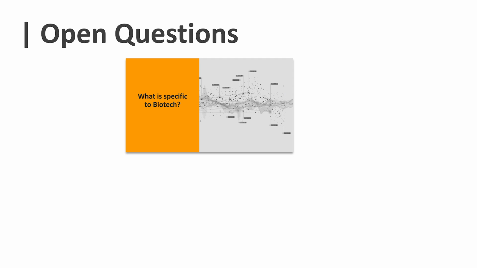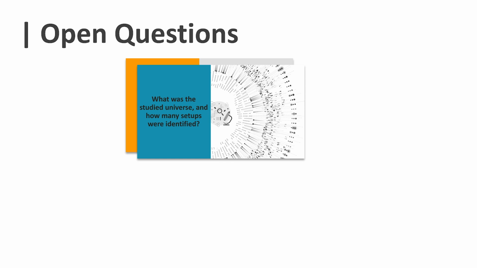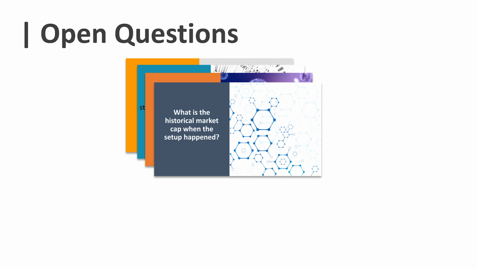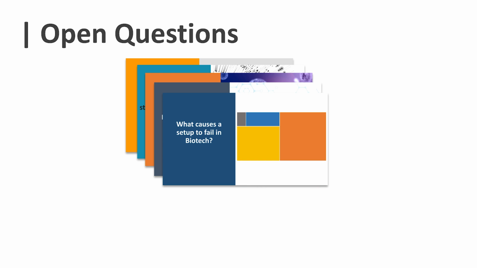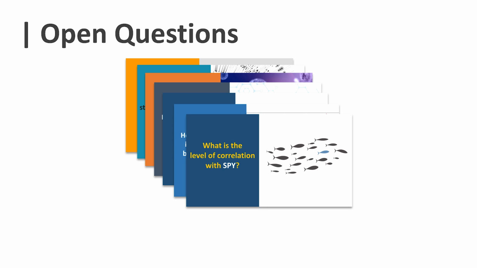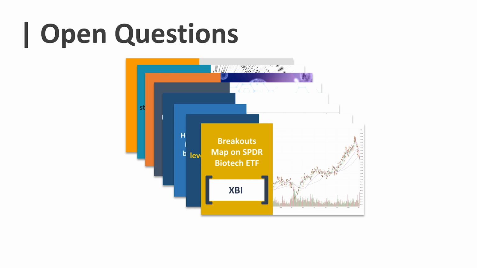Here are the open questions and topics that will be covered later. What is specific to biotech? What was the studied universe and how many setups were identified? What is the ADR in the breakouts and breakdowns dataset? What is the historical market cap when the setup happened? What causes a setup to fail? How much volume is present in the breakout area? What is the level of correlation with SPY?